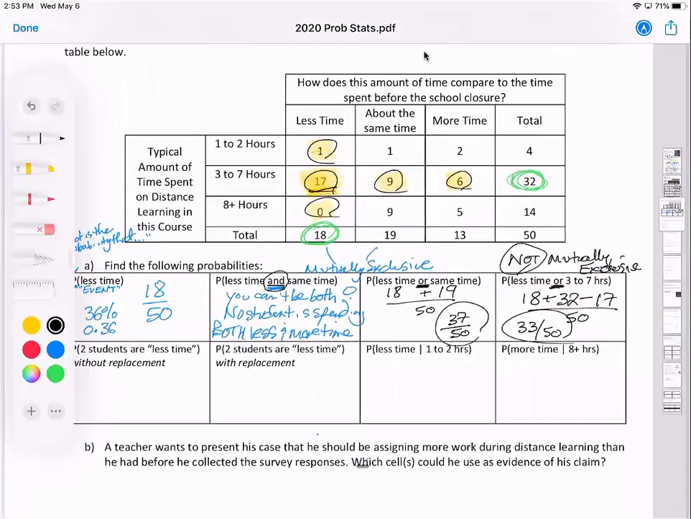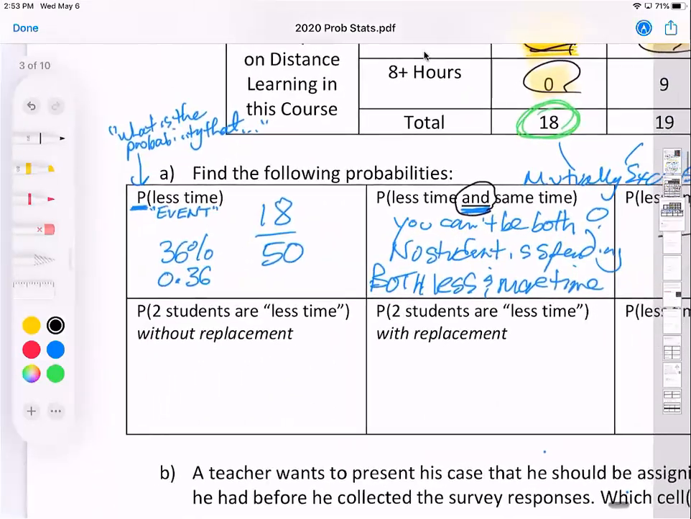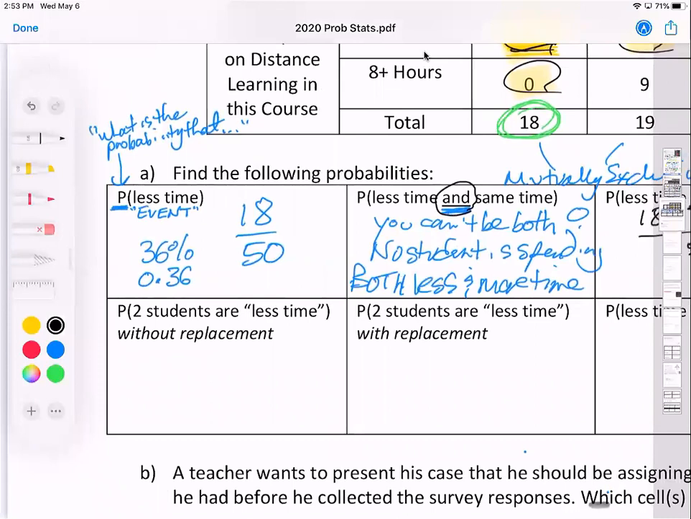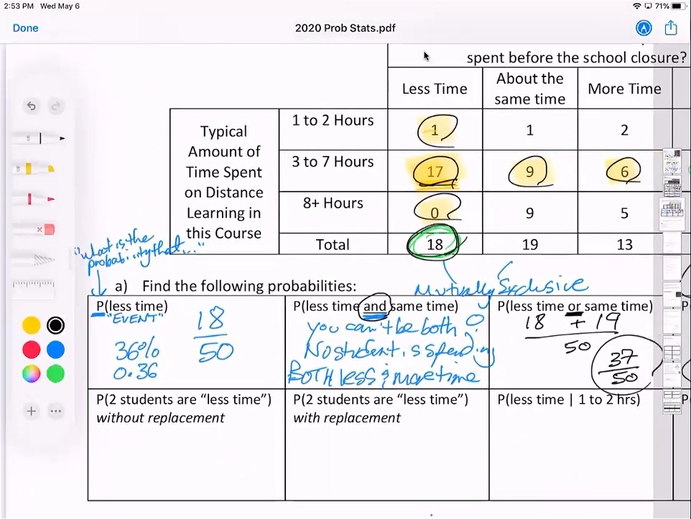All right, and then we have the probability that we pick 2 students who are less time students without replacement. So 2 students who are less time, that would be these students. So the first student, let's draw 2 sets of parentheses because we have 2 students that we're selecting, whereas all the previous ones, we just had 1 student. How many less time students? There's 18 out of 50.